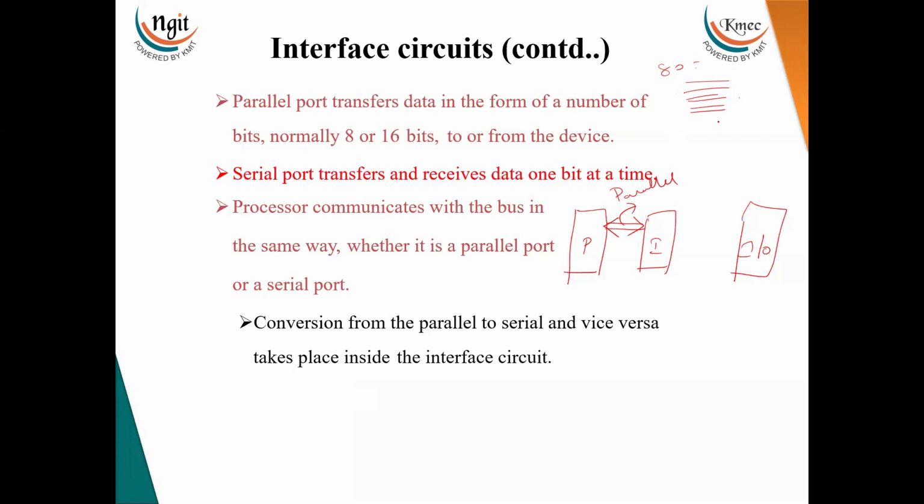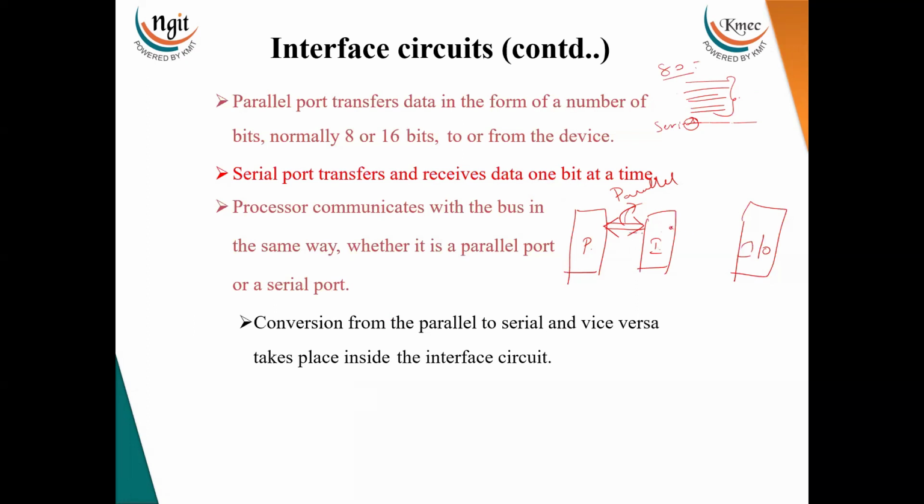Now what does serial mean? One bit after the other will move. If it is 8-bit, the first bit will go, then the second bit, then the third bit, and like that all 8 bits will go, one after the other. In the serial case, only one bit travels at a time. In the case of parallel, all the bits travel at a time. So from the processor to the interface, parallel transfer always takes place, which means the processor sends all the bits to the interface at a time.